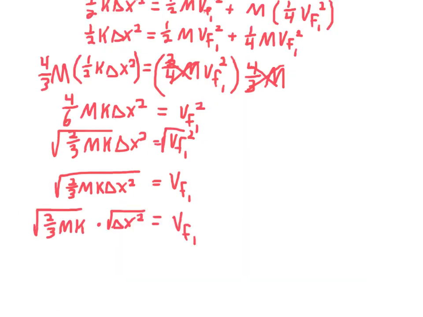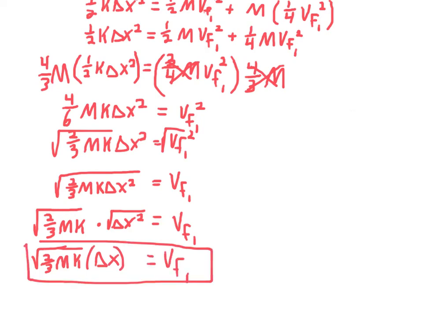Trying to simplify down a little bit more, since all these are multiplied, I can actually separate them out: the square root of 2/3 mk times the square root of delta x squared, which then of course allows me to get rid of that square there. So I end up with the square root of 2/3 mk times delta x equals VF1. So that gives me the final velocity of the first object.